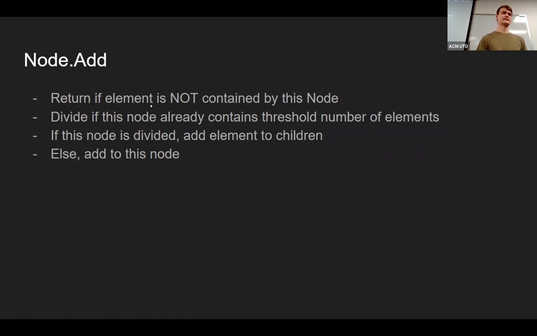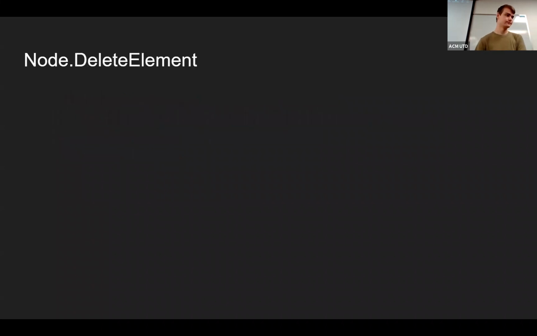And then finally, we have a second base case, where the first one is if the element is not contained by the node. The second base case, base just meaning it doesn't recurse. So if our node is not divided, meaning we have less than the threshold number of elements already, then we just add our element to this current node. So in other words, if we're at a leaf node and that leaf node contains the element we're interested in, we add it.